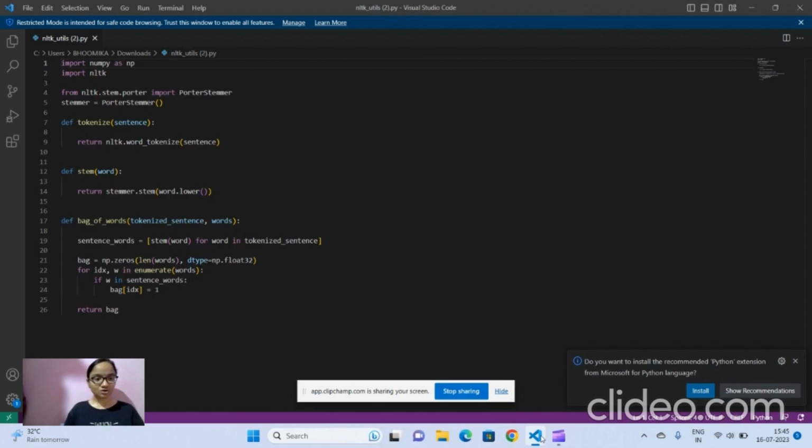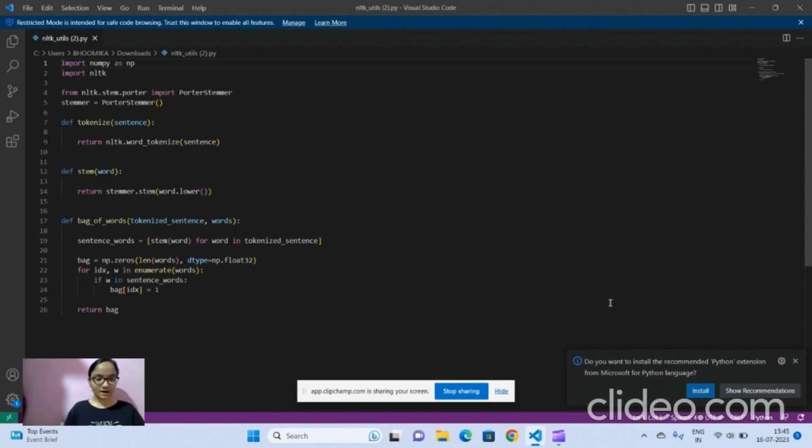Now let us talk about the second function, stemming. We can observe the stemming function we have used here. Stemming is nothing but the root word. We can define it as generating the root form of words. We can understand it clearly by taking an example.